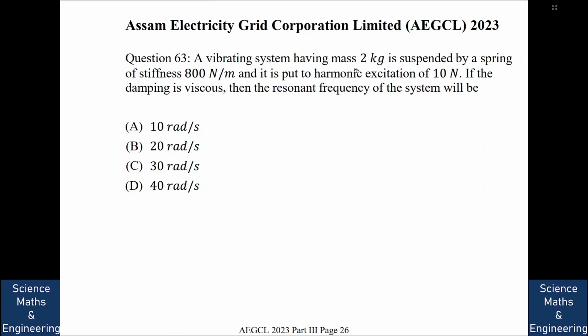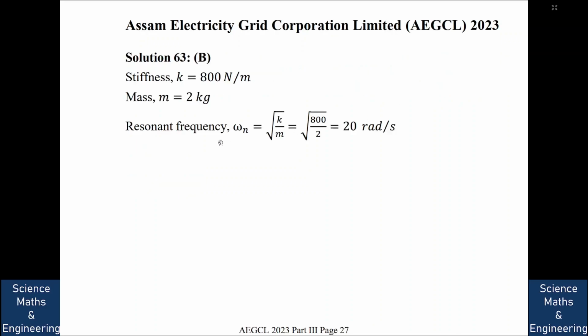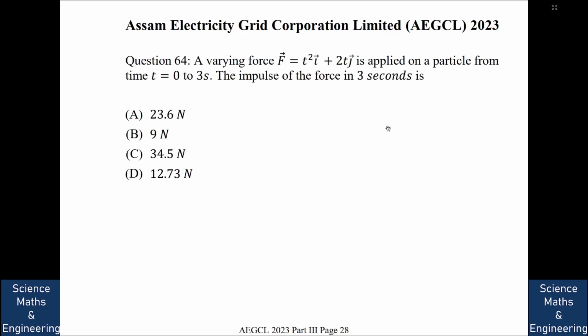A vibrating system having a mass 2 kg is suspended by a spring of stiffness 800 Newton per meter and it is put to harmonic excitation of 10 Newton. If the damping is viscous, then the resonant frequency of the system will be? So the answer is, we need ωn, so resonant frequency would be equal to root over k/m. Now k is given 800, m is 2, so we get ωn = 20 radian per second. So we'll go to the next question.